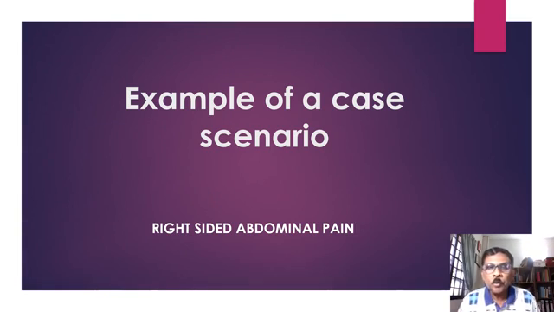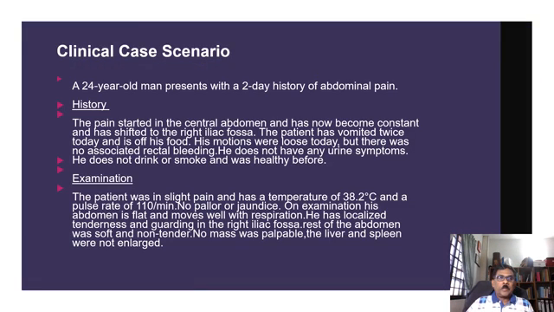Now I'll go through a case to illustrate, as an example, how a case scenario is dealt with. This is a case scenario of a man with right-sided abdominal pain. Okay, a 24-year-old man presents with a 2-day history of abdominal pain. The pain started in the central abdomen, became constant, and shifted to the right iliac fossa. He vomited twice and is off his food. His motions were loose today, but there was no associated rectal bleeding.